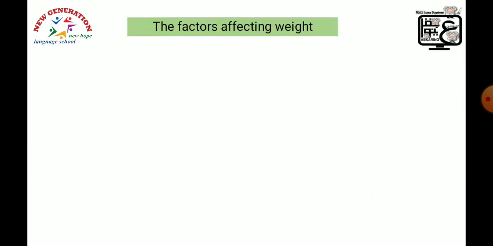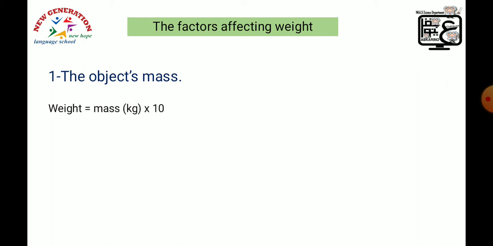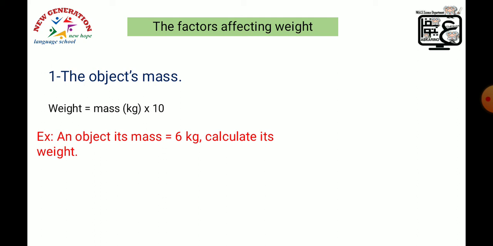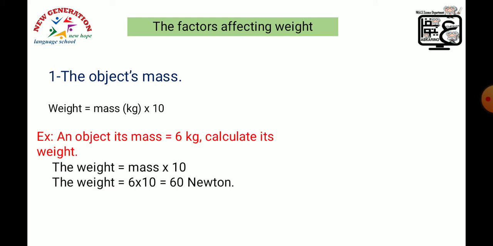Now we're going to talk about the factors affecting weight. The weight of any object is affected by three factors. Number one, the object's mass. You can calculate the weight of an object on the Earth's surface according to the following rule: object's weight on the Earth's surface equals its mass times 10. For example, an object's mass equals 6 kilogram, calculate its weight. So easy. The weight equals mass times 10, so the weight equals 6 times 10 equals 60 Newton.